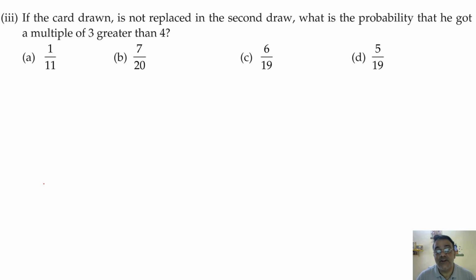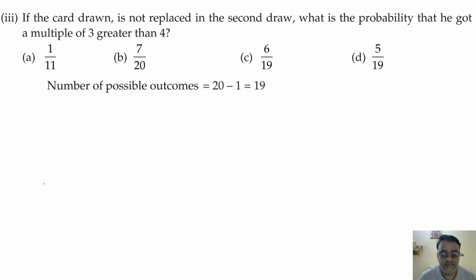If the card drawn is not replaced in the second draw, what is the probability that he got a multiple of 3 greater than 4? See, total number of cards now left is 19. So greater than 4, the multiple of 3. अच्छा, इसमें एक कंडीशन क्या है? I am going to add one more condition. If the card drawn in the second draw is not a multiple of 3, right, and it is not replaced. थोड़ा सा मैं करेक्शन कर रहा हूँ, ऐड कर रहा हूँ इसमें. What is the probability that he got a multiple of 3 greater than 4?